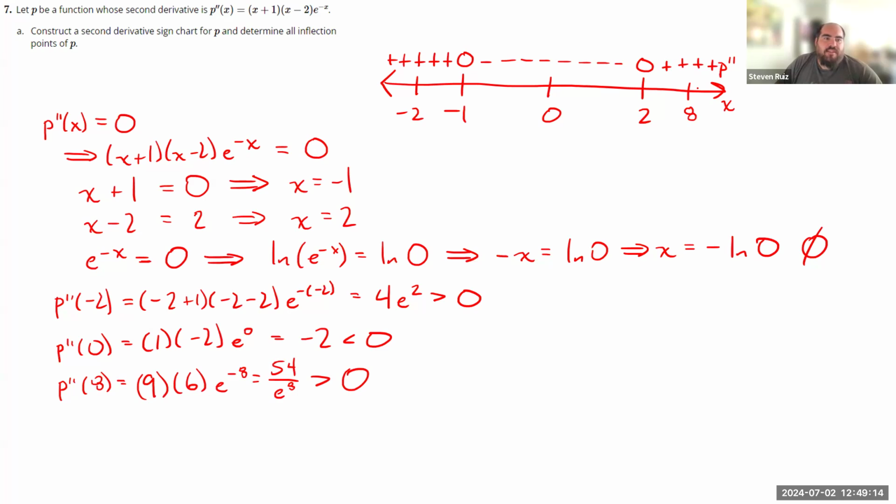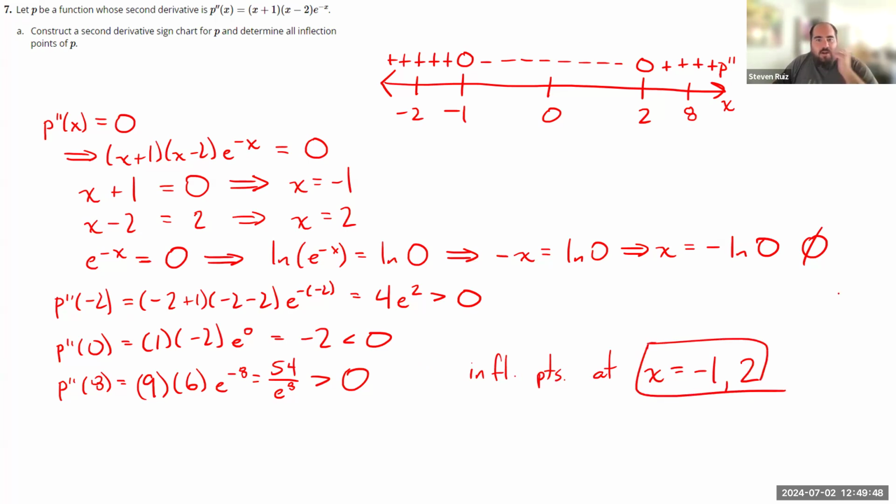So by definition, inflection points happen where the second derivative goes from positive to negative or negative to positive. Or equivalently, where p goes from concave up to concave down, or vice versa. So I have inflection points where? One of them is at x = -1 because my concavity goes from upward to downward. And then I have another at 2 because my concavity goes from downward to upward. So the sign chart is complete. So is my identification of those inflection points.